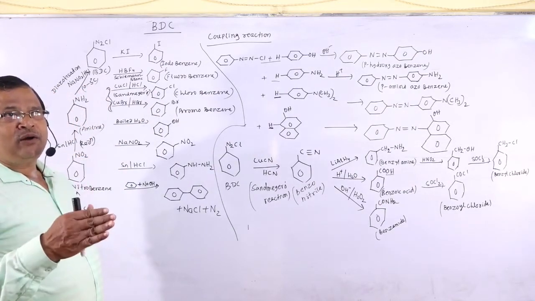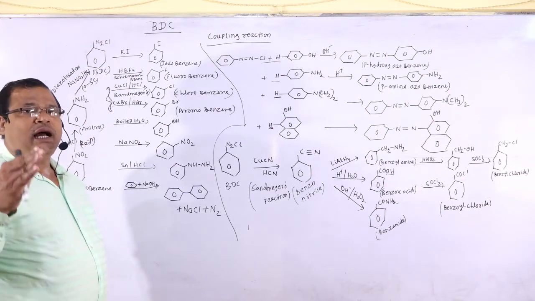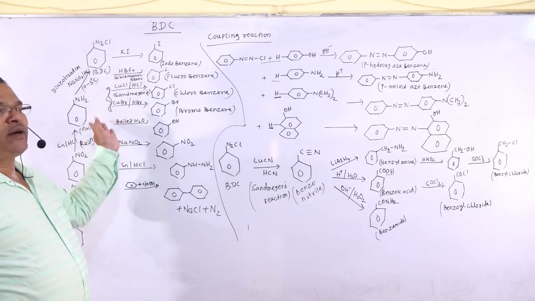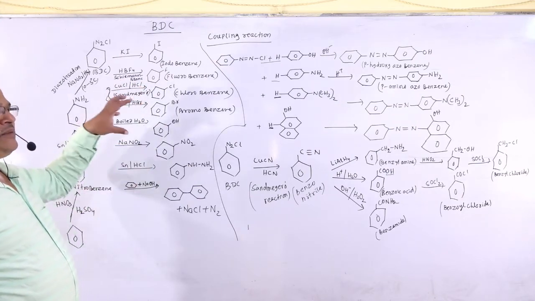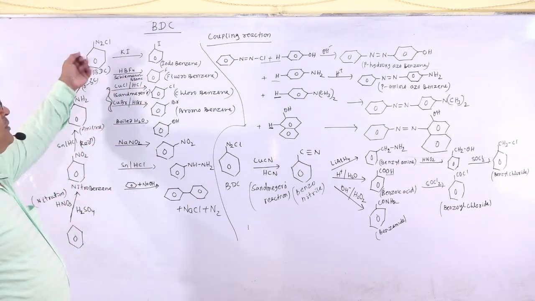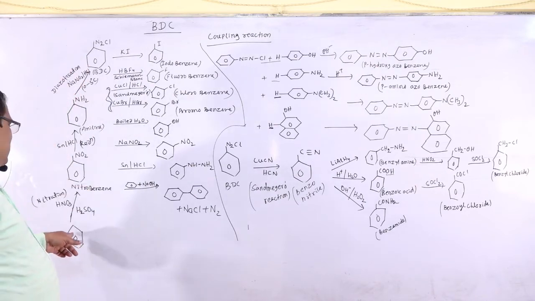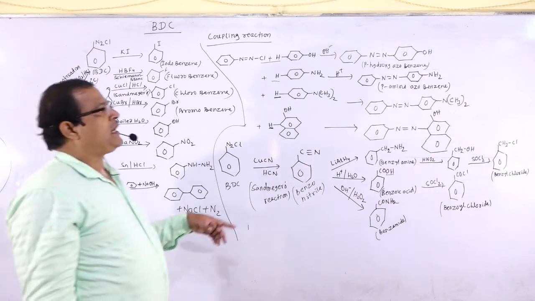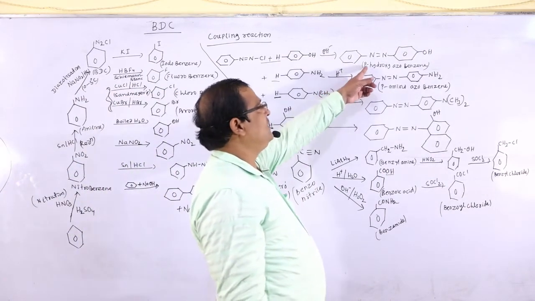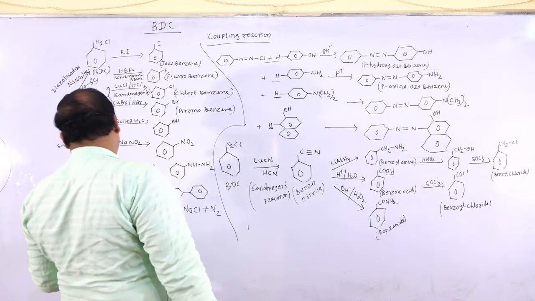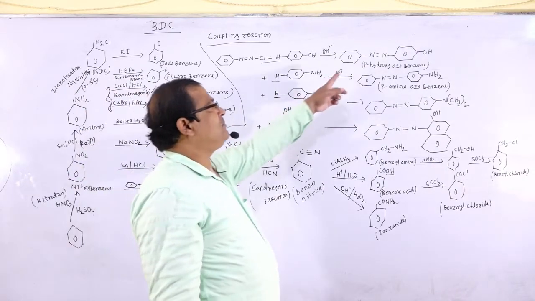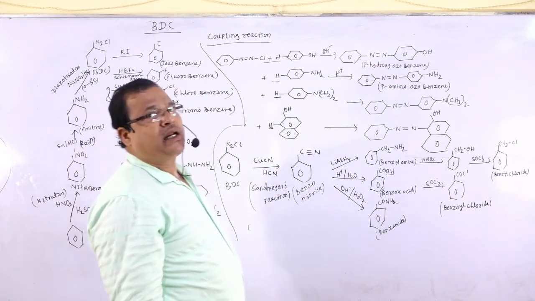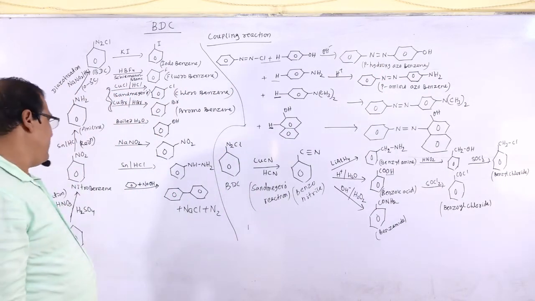These are the organic conversions, where one type of compound is converted into another through BDC. These are the aromatic organic conversions. The maximum number of questions will proceed through BDC. So if we want to convert benzene to para-hydroxyazobenzene, how is it done?